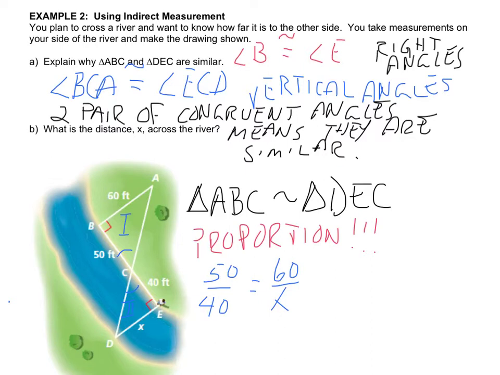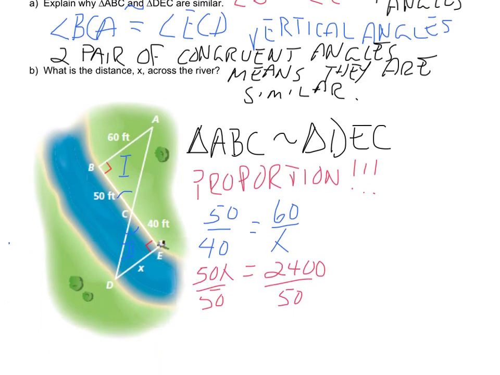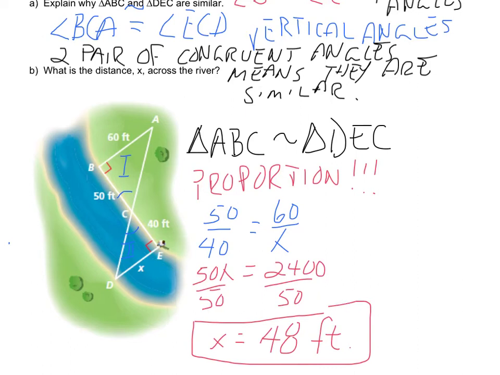But at this point, now I just have to follow my cross products. Well, if I do my cross products, I am going to get 50x equals 2400. When I divide by 50, I will then get my final answer of 48, and we always want to make sure that we have the label that is correct. We are dealing in feet. So the distance across the river is 48 feet.